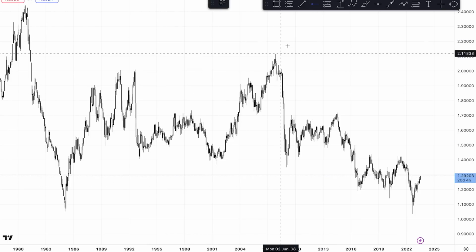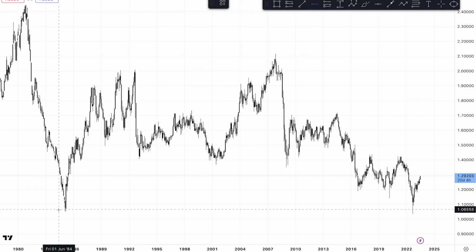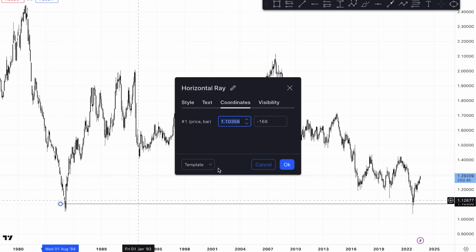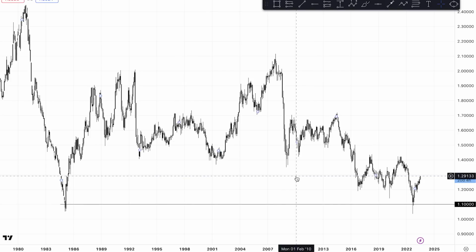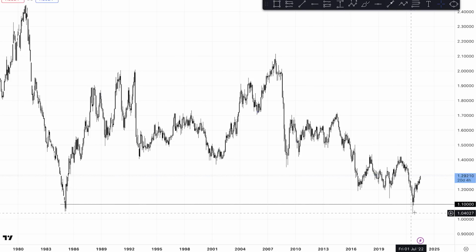So we like to use this tool here. This tool is the horizontal ray. And what we like to do is put it on psychological levels. Okay, so for this, we're going to just put it at 1.1. Keep it really simple. Again, it doesn't matter because we're not at that level right now. And I'll talk about it later, but we don't really want to be putting it all the way at the bottom. And we'll talk about that in a second, okay? But this is a significant level in the market at 1.1.